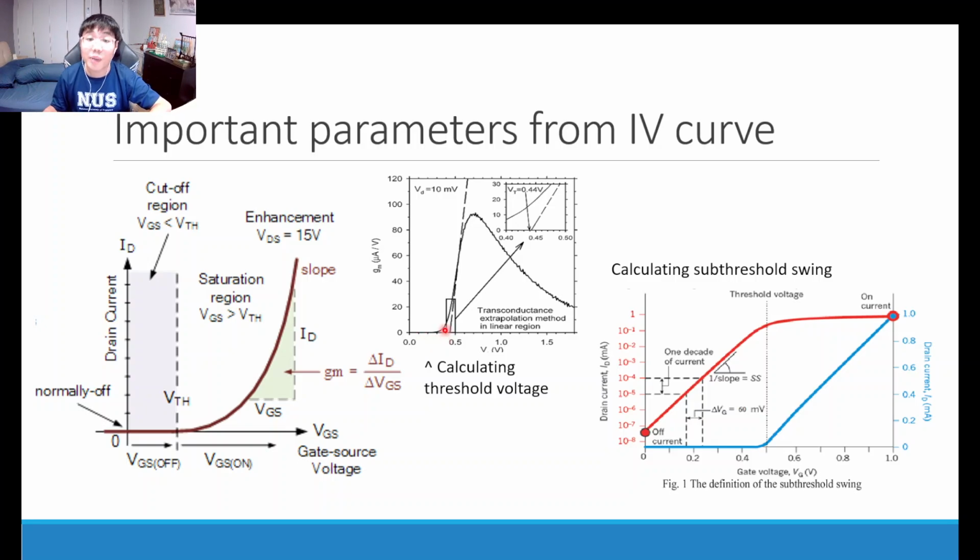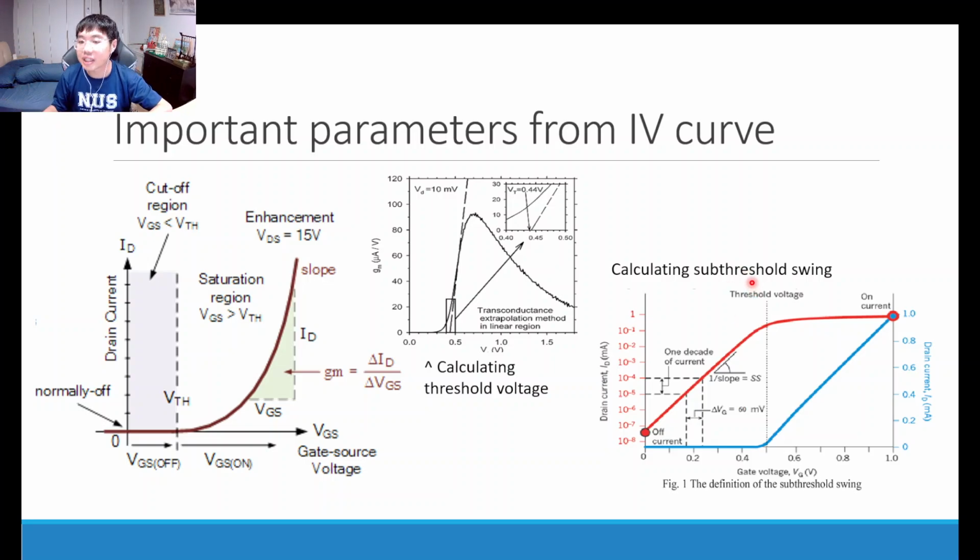So this is a very common definition of threshold voltage that is used, and of course in modern data collection systems, curve tracing systems, all these definitions can be programmed into the data collection system. And another very important parameter that is obtained from the IV curve is this idea of subthreshold swing.